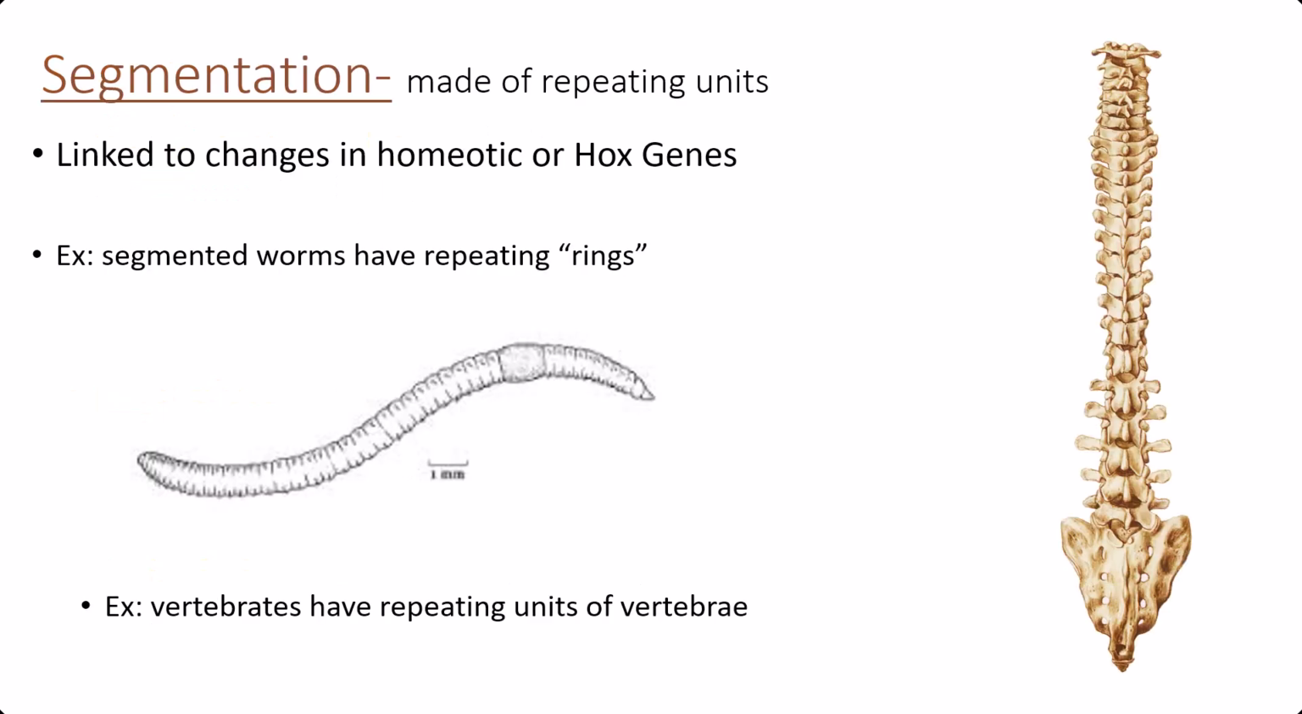Some animals are segmented, meaning they're made of repeating units. It may be easy to see in a segmented worm. It's made up of all of these repeating units, or it may be easy to see in something like an insect, with its repeating units of legs. But even vertebrates like ourselves, we're made up of repeating units of vertebrae as well.